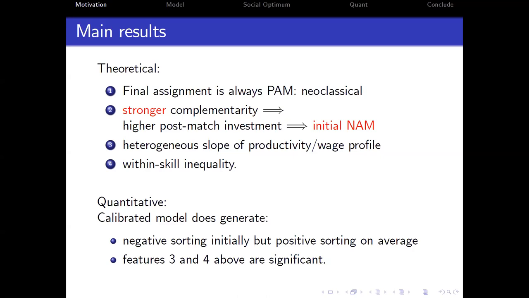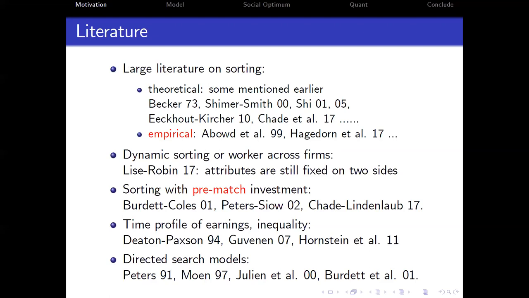On the quantitative side, it's a simple calibration. It shows that it's not just a theoretical possibility. The initial sorting is actually negative. And that implies that features 3 and 4, the heterogeneous slope and within-skill inequality, are actually significant. Okay, the literature I'm going to skip, but just note that there is this set of papers on investment, but they are actually dealing with pre-match investment, not post-match. I'm actually looking at post-match investment.